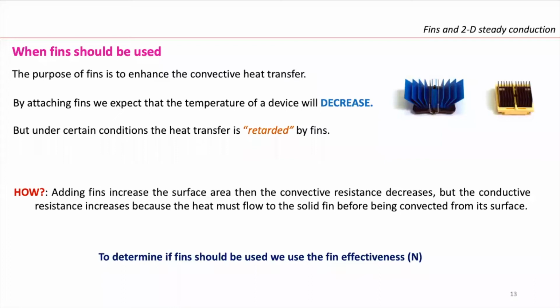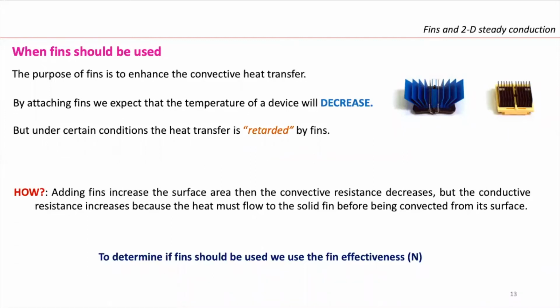So last class we were talking about fins, that are extended surfaces that help us to enhance the convective heat transfer. That's the main objective of adding a fin to an electronic device, for example, right? By attaching these extended surfaces, we expect that the temperature of the device will decrease. That's why we add them, and that's pretty common, again, in the electronic industry.